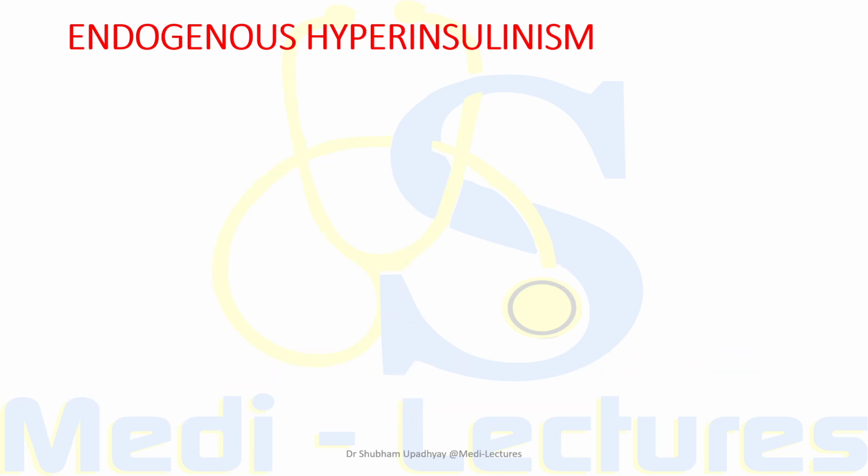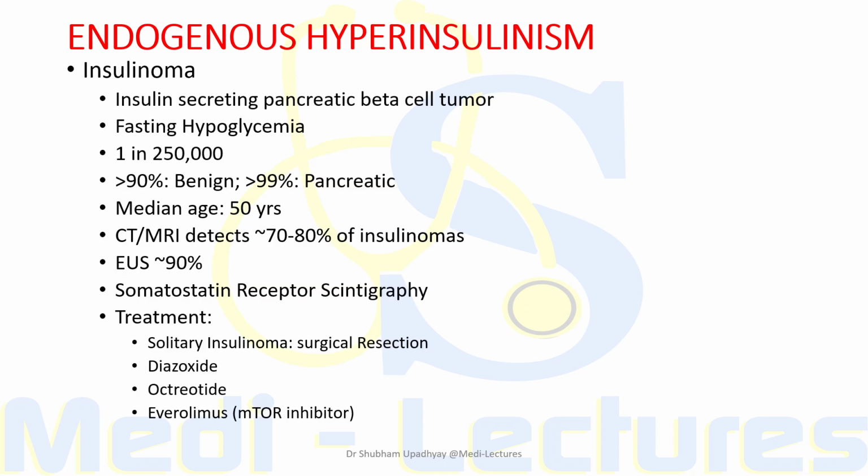Let's first discuss insulinoma. It is an insulin-secreting pancreatic beta cell tumor, which is a prototypical cause of endogenous hyperinsulinism. It causes fasting hypoglycemia. Incidence is 1 in 2.5 lakh individuals per year. More than 90% of these tumors are benign. More than 99% are pancreatic. Median age is 50 years, but when present along with MEN1, it can present as early as the third decade.